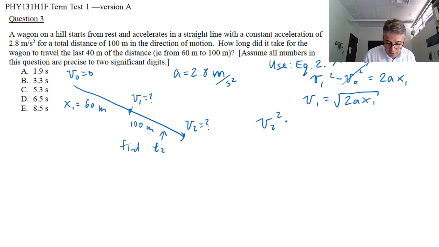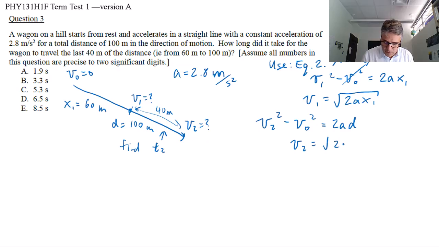And then I think we can find out v2 as well. v2 squared, I guess also minus v0 squared, we can just do the entire, it's moving at the same acceleration the whole time, is equal to 2a times, I guess, d. So d is the entire distance, the 100 meters. So let's not get too confused, but v2 is equal to the square root of 2 times a times d.